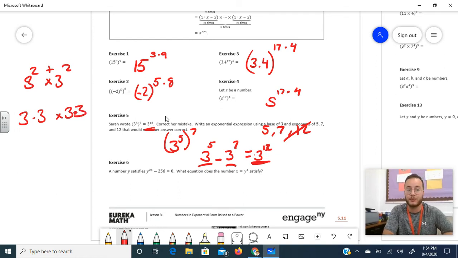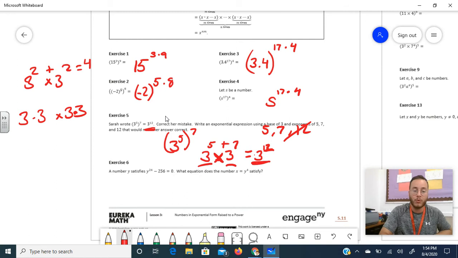So I would get 3 to the 4th power. Same thing happens here. If I multiply this, I would get 3 to the 5th power times 3 to the 7th power. If I add 5 and 7 together, I get 12. Now, exercise 6 is a little tricky.